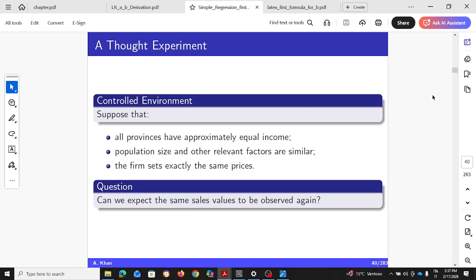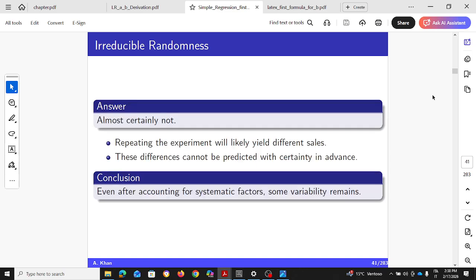So now let's make another experiment. We want to do a control experiment, and in this experiment we suppose all the provinces have approximately the same income, their population size is the same, and the firm sets the exact price for these two supermarkets in different provinces. Now what do you think? Can we expect the same sales value to be observed again? No, absolutely not.